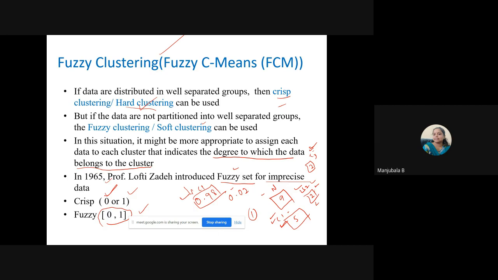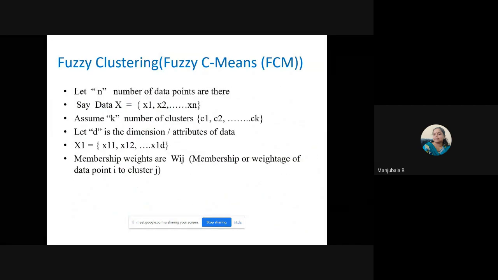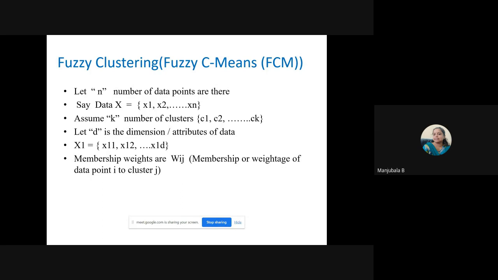So how to do this? Suppose we have n data points, and we want k clusters out of these n points. Which data point will go to which cluster? That is our target. How to solve this problem? By using fuzzy C-means clustering. This problem is also very simple. Only two mathematical notations are used.